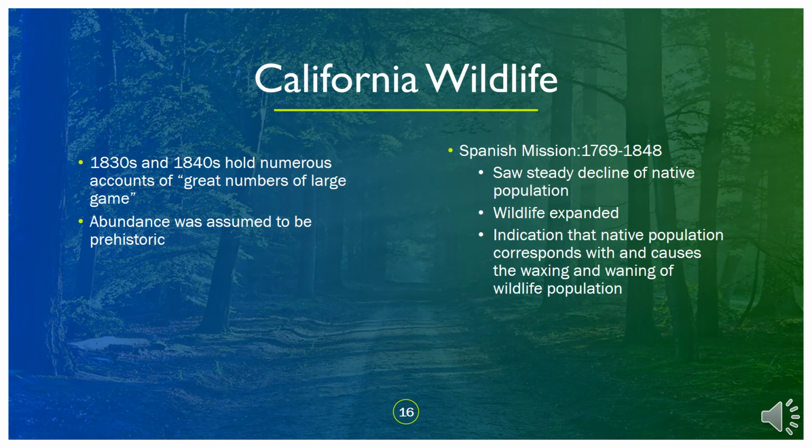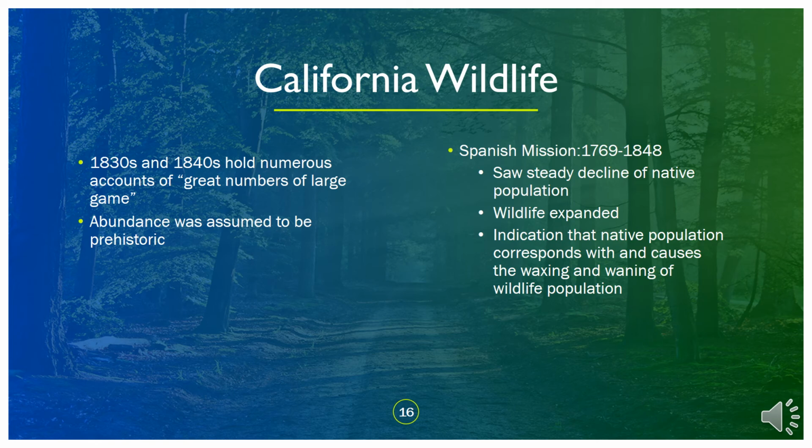Okay, so the Spanish mission was there from 1796 to 1848, and in the 1830s and 1840s there were numerous accounts of great numbers of large game, and this abundance of wildlife was assumed to be prehistoric. And the Spanish mission, since they arrived, saw a steady decline of the native population from 310,000 in 1769 to only 30,000 by 1870.